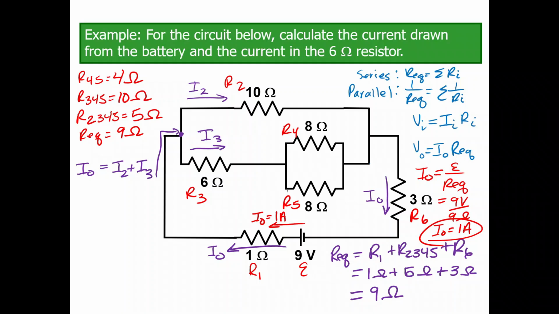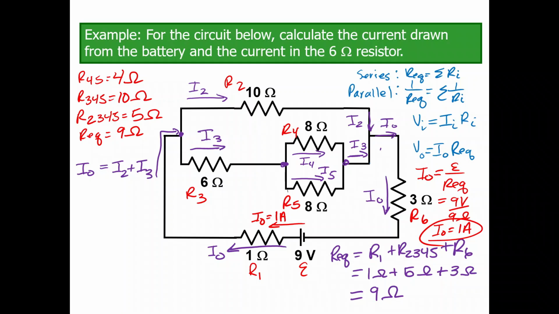I also know that when I3 hits this junction, I'm going to have 2 different currents coming through here. I'm going to have what I'm going to call I4 and I5. And those have to come back together, and my current here has to be I3 again, because I2 has to come into I3 and to create I0 again.